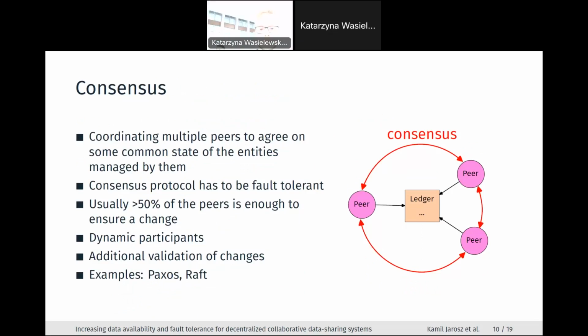Because there are no two subsets with more than 50% which do not overlap with each other. The consensus protocol has to support dynamic participants because peer sets are dynamic. And we plan to add additional validation of changes. So not only does the consensus protocol ensure that each peer has the same state of the ledger, but it also allows for a kind of verification, so that there's no one peer who can add a change that others do not agree with. Examples of existing consensus protocols include Paxos or Raft.